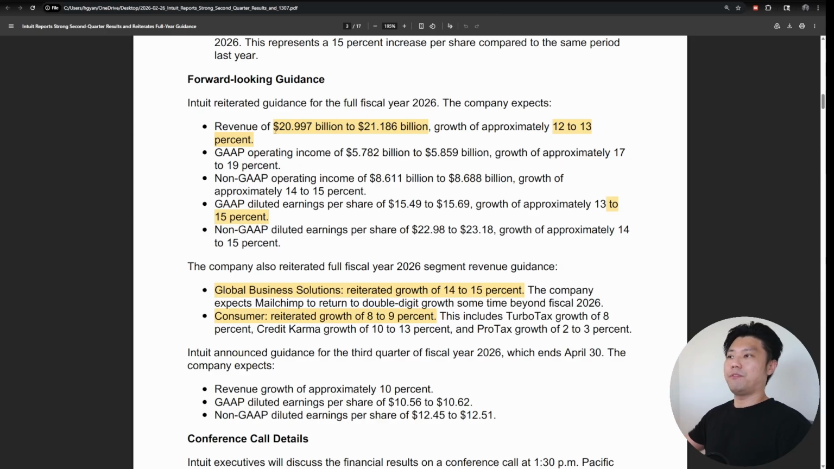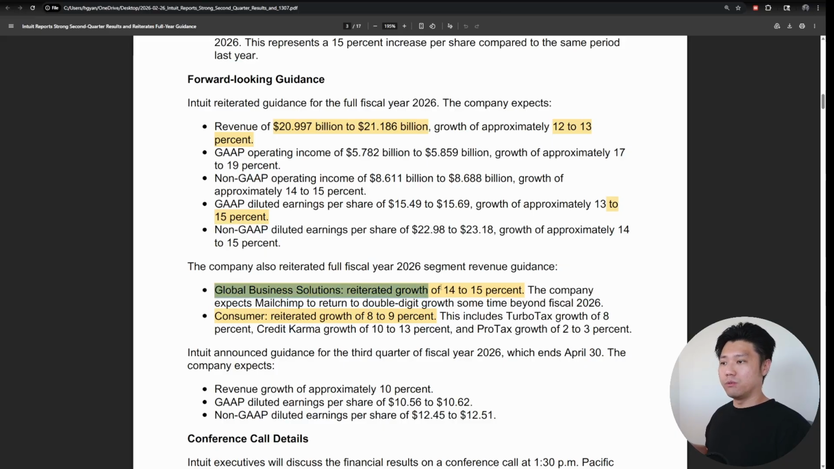So I believe the CEO or the company is sandbagging this so that it is easy for them to beat the revenue. And not only that, for the GAAP diluted earnings per share, we saw a 25% increase. Here, they only expect 2026 growth of 13 to 15%. Again, sandbagging. And the company also reiterated full fiscal year 2026 segment revenue guidance.